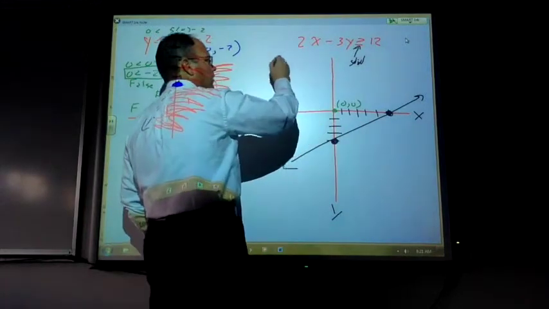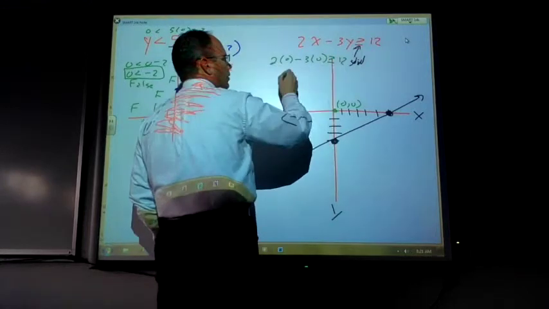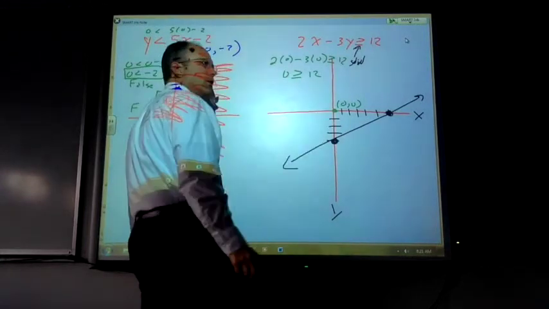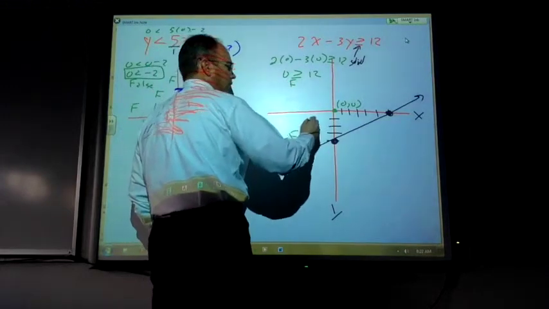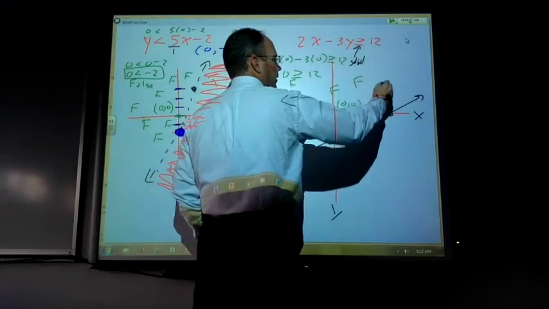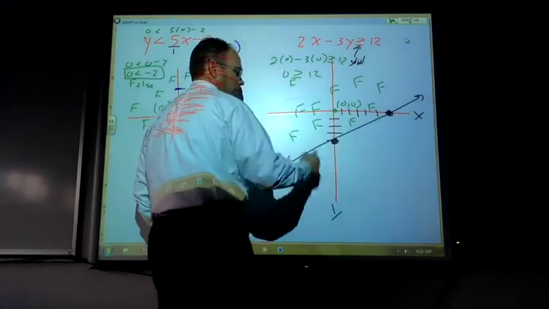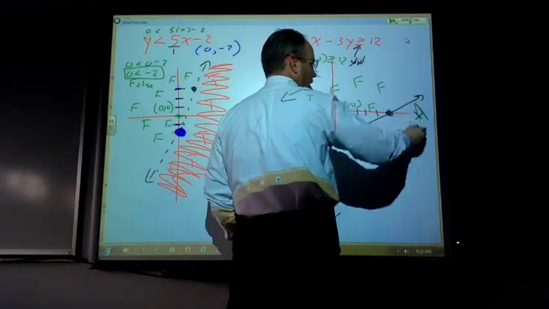Okay, so plug in our values: 2 times 0 minus 3 times 0. Is that greater than or equal to 12? So is 0 greater than or equal to 12? Is that true or false? False. 0 is not. So that means everything on this side is false. So what's everything down here going to be? Everything true. I want the true region to be shaded in.